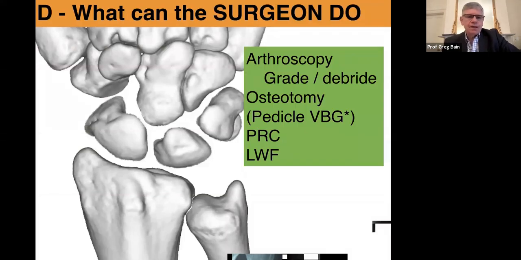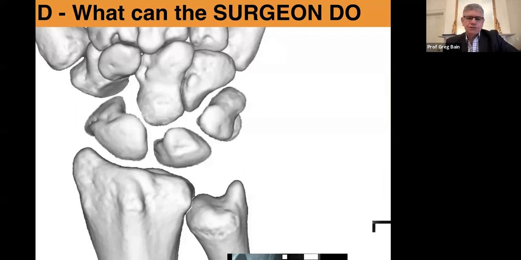So an important part of this whole equation or algorithm is us as the surgeons. What can you do or what can I do? So I think most people can do an arthroscopy and assess the articular surface. I think most people can do an osteotomy. Vascularized bone grafts are a little bit more complicated, as are proximal row carpectomy and limited wrist fusions. So I see these as the procedures that all of us really should be able to do as hand surgeons.